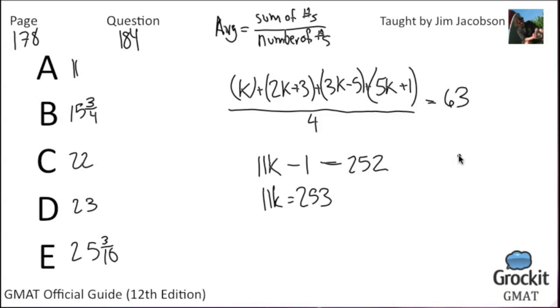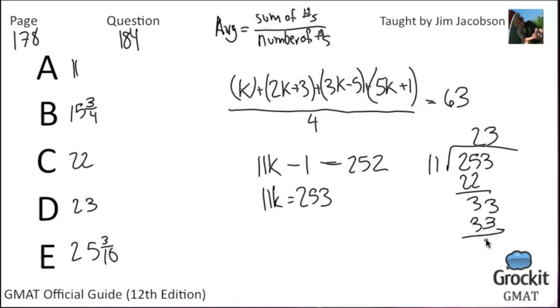I can't do that in my head. 253 by 11, so 22, 33. Now, obviously, when you get here and see it's a multiple of 11, you don't necessarily have to do it the rest of the way. I'm doing it for your benefit. Anyway, so 11 goes into 253 23 times. K equals 23. Answer choice D.